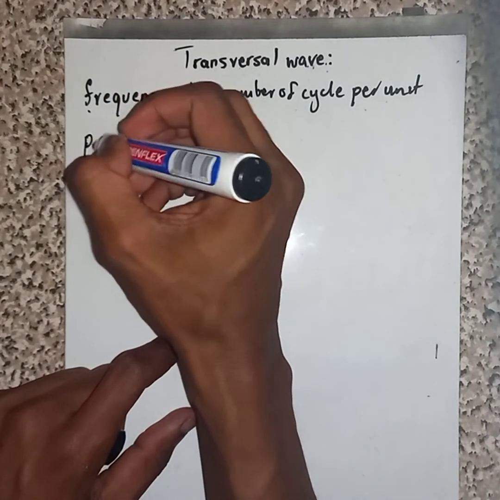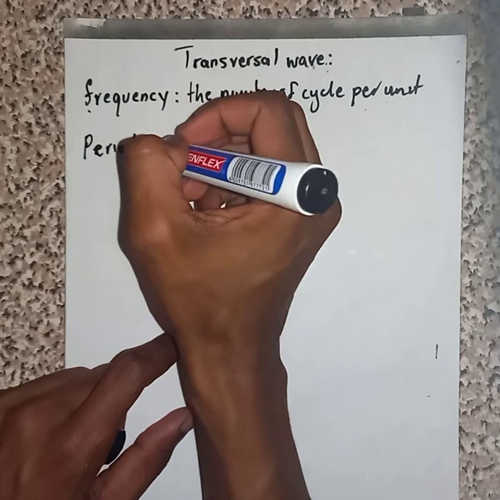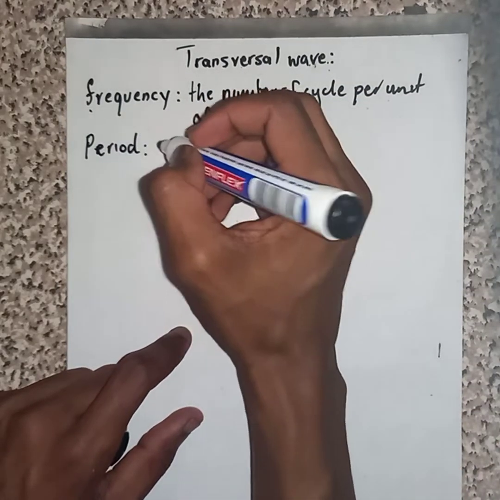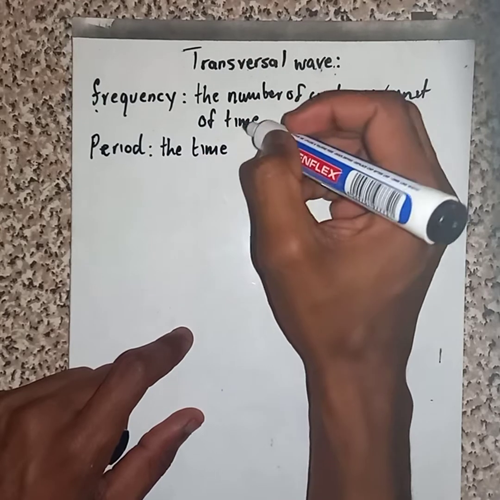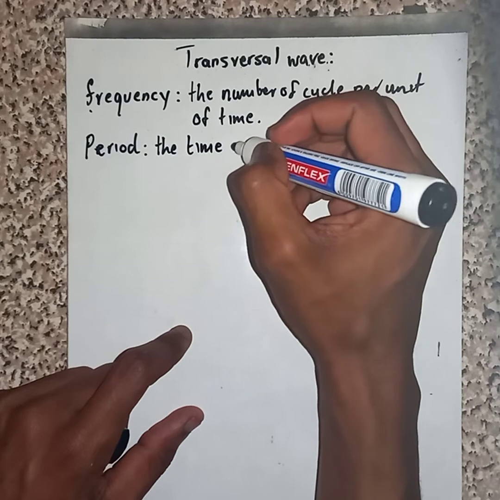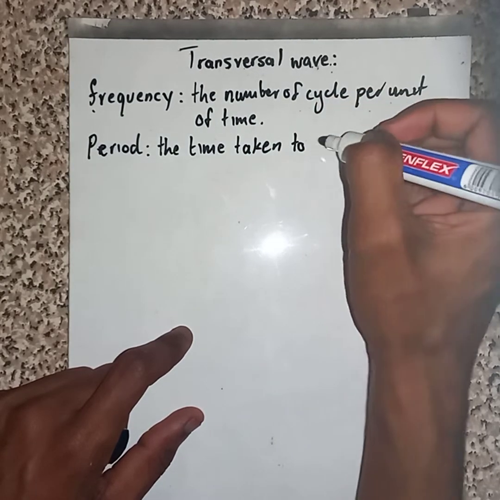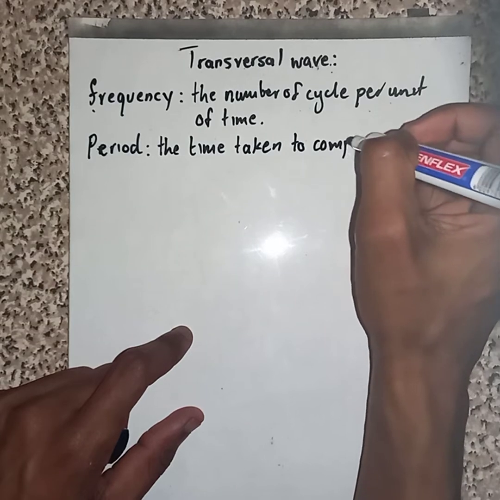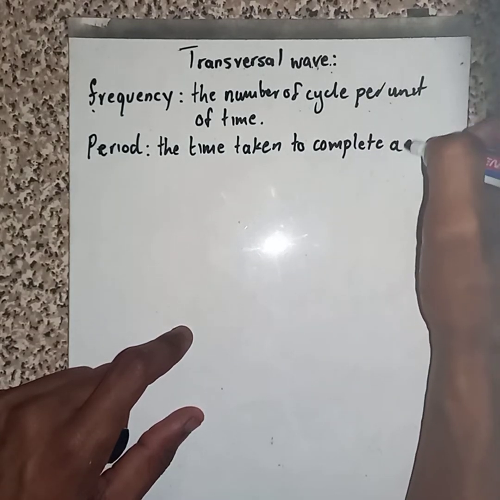We also have what? Period. Period implies the time taken to complete a cycle.